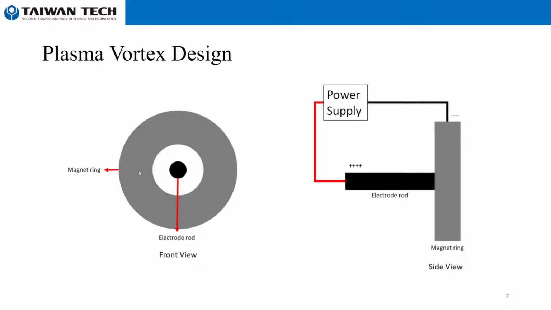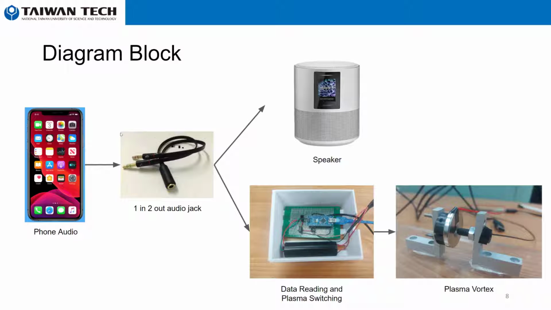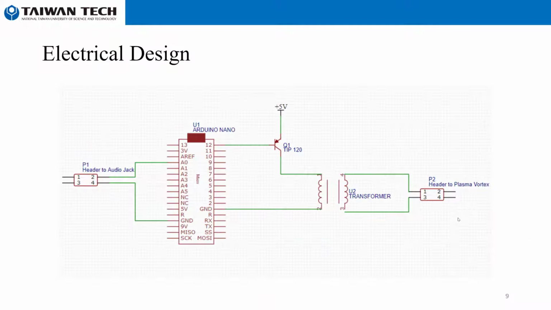So here is a diagram of our design. We have the electrode rod in the middle going through the magnetic ring, as you can see, and a power supply will be connected. Here are some of the materials in our diagram block. A phone audio is connected using an audio jack. Then this is connected to a speaker and to our circuit, and the circuit is then connected to a power supply and our plasma vortex. So this is our electrical design. As you can see here, this is the connection that we used on our Arduino.